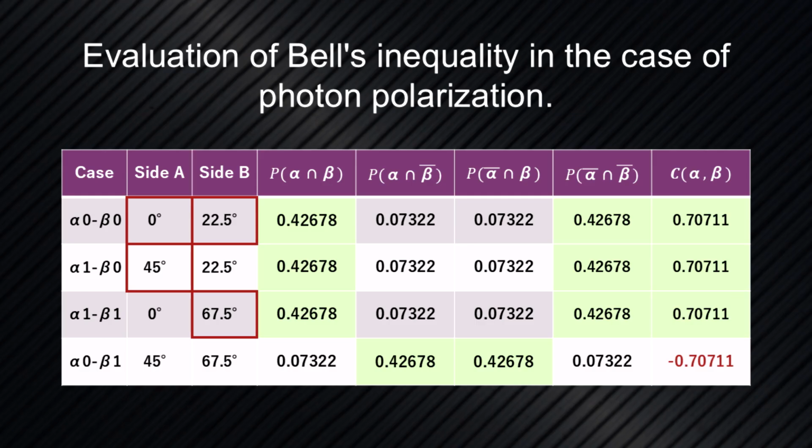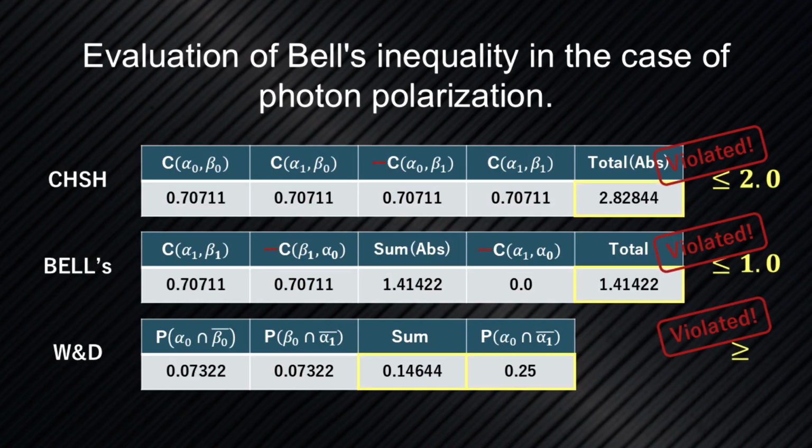Using these 4 angles, we calculate the probability terms and correlation terms for the polarization of the photon and show them in this table. If we evaluate the 3 Bell's inequalities from these calculations, we get the following results. It turns out that the CHSH inequality, the original Bell's inequality, and the Wigner-d'Espagnat inequality are all violated.